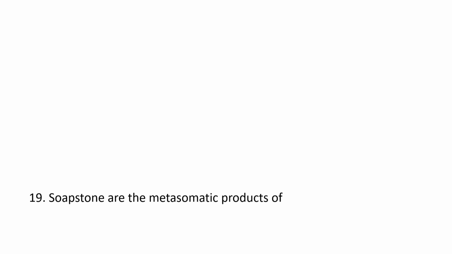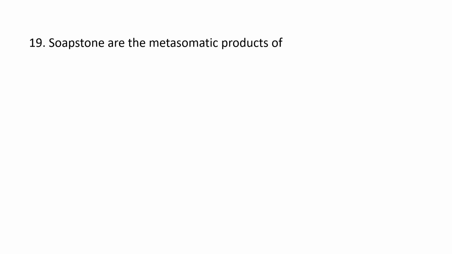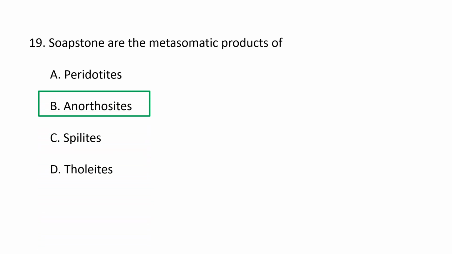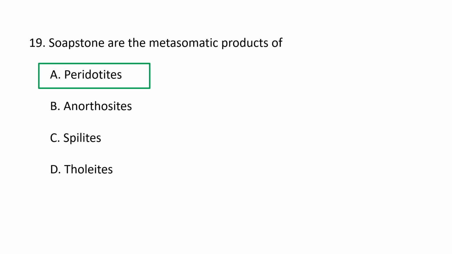Next question. Soapstone are the metasomatic products of A. peridotites, B. anorthosites, C. spilites, D. tholeiites. So soapstones are the metasomatic products of the peridotites. Peridotites, dunites and serpentines in this environment can be metamorphosed into soapstone. On a smaller scale, soapstone can form where siliceous dolostones are altered by hot and chemically active fluids in a process known as metasomatism. So soapstones are the metasomatic products of peridotites. A is the correct option.